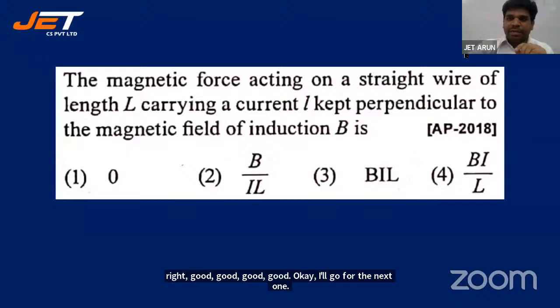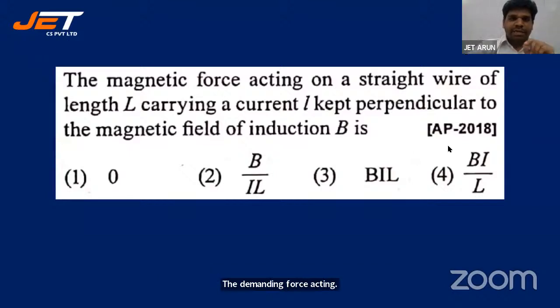The magnetic force acting on a straight wire of length L carrying a current I kept perpendicular to the magnetic field of induction B is. No numerical at all, simple formula. Okay, consistent response. How many have a confusion between second and fourth? All right. Option 2, 2, 3. Let's look at the key.